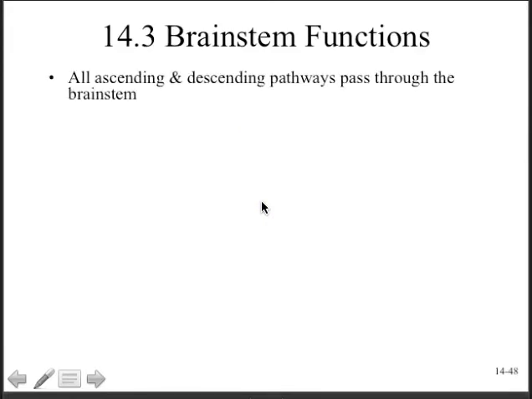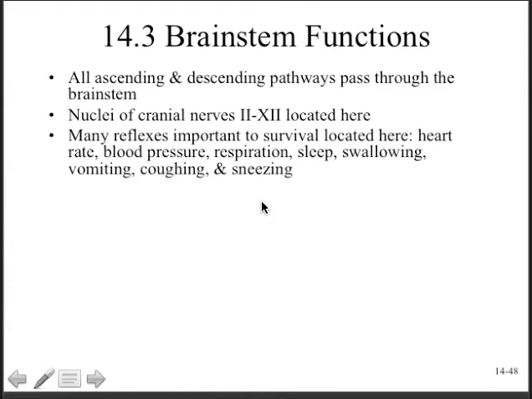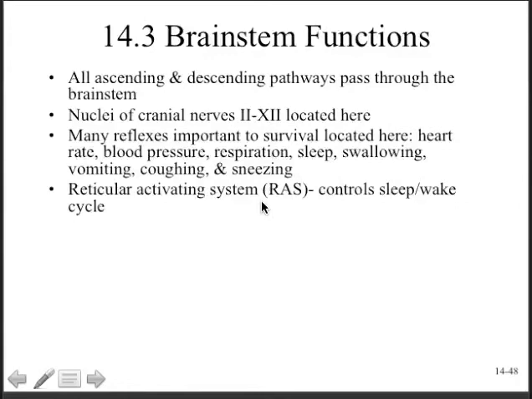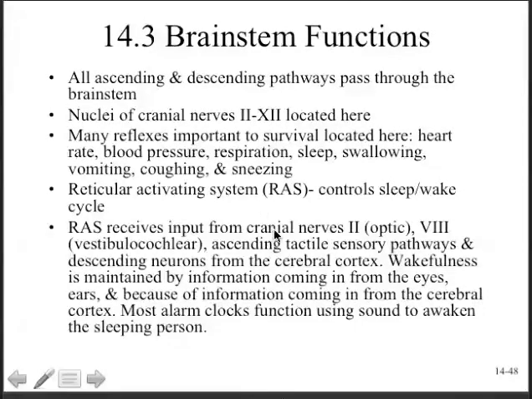All ascending and descending pathways pass through the brainstem. Nuclei from cranial nerves 2 through 12 are located in this region, and this is the site of many reflexes important to our survival, such as heart rate, blood pressure, respiration, sleep, swallowing, vomiting, coughing, and sneezing. The reticular activating system controls the sleep-wake cycle. It receives input from cranial nerves 2 and 8, okay, that's the optic nerve and the vestibulocochlear, as well as ascending tactile sensory pathways and descending neurons from the cerebral cortex.